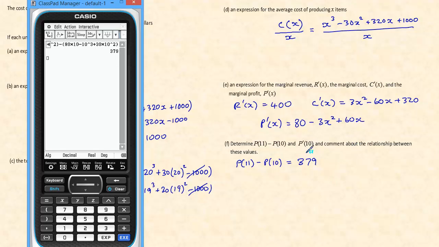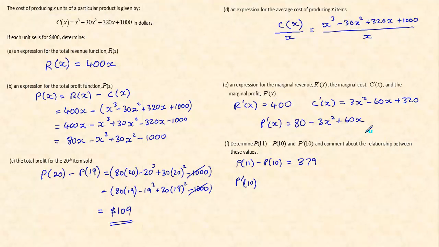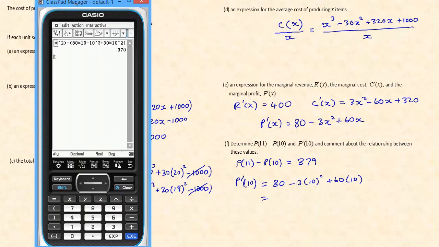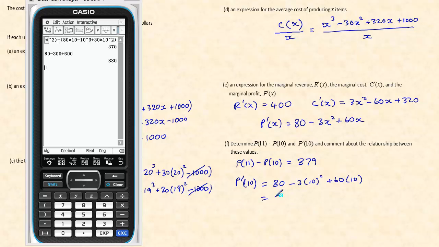So we now want P dashed of 10. P dashed is this one here, so that's going to be 80, take away 3 lots of 10 squared, add 60 times 10. So 80, take away 300, add 600, gives me 380.